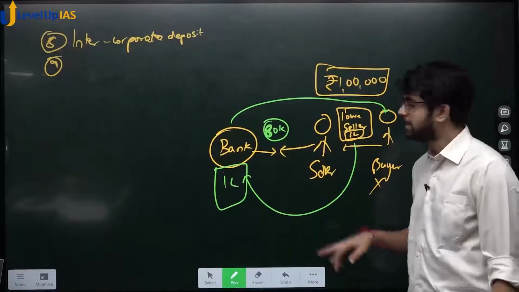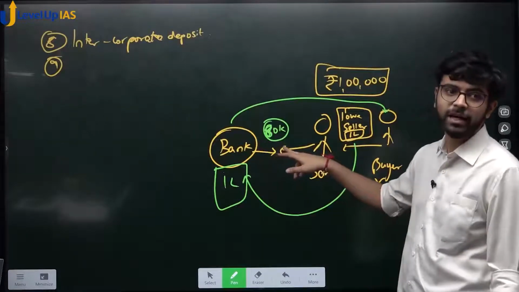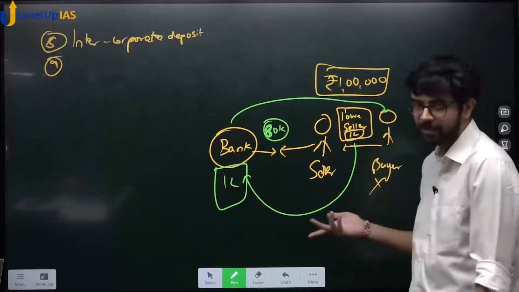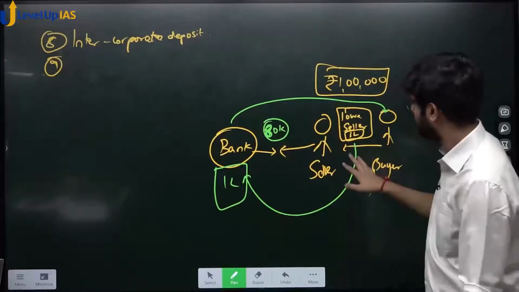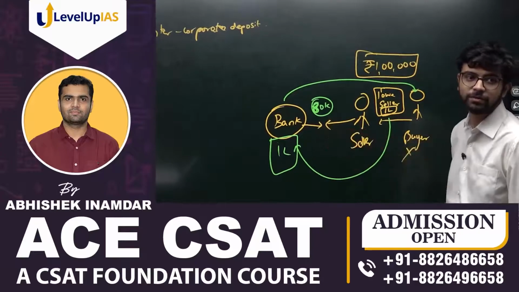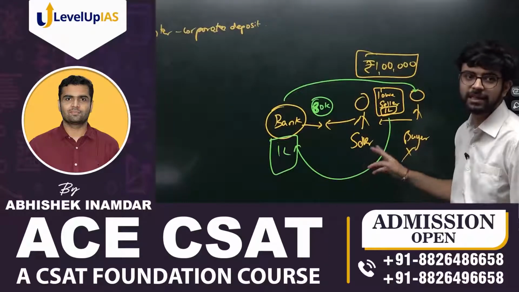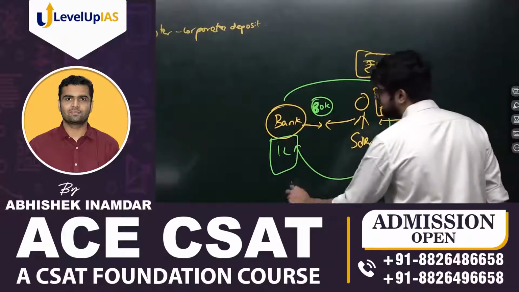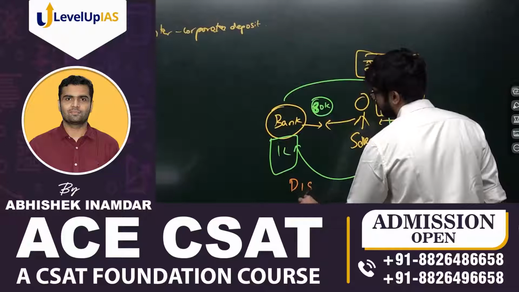I'll tell you a secret. This 80,000, if he doesn't need it today, he can keep it with the bank for 6 months and get some interest. He will not get the full 1 lakh. Okay? Is the seller getting full value or discount value? Discount value. Hence, this act is called discounting.